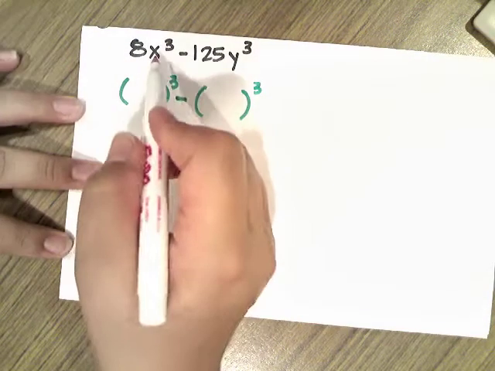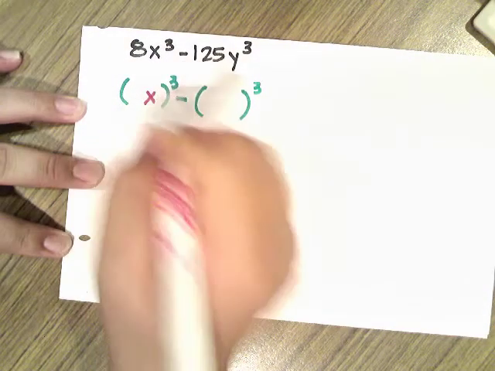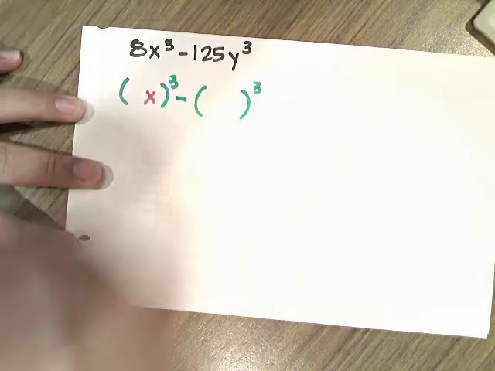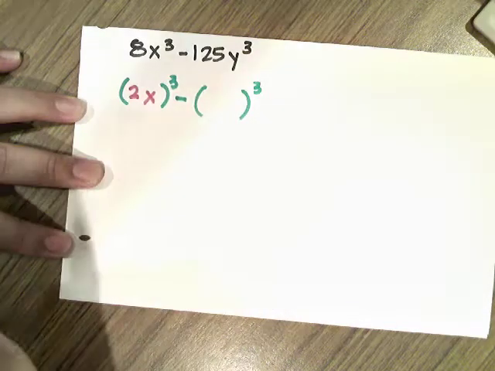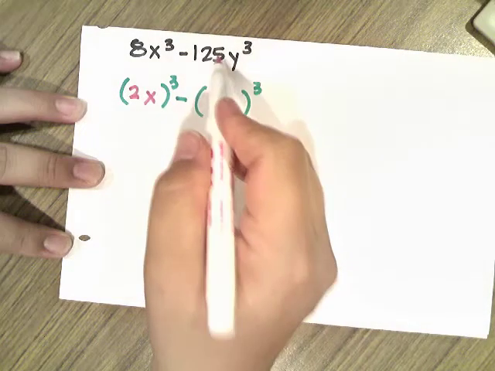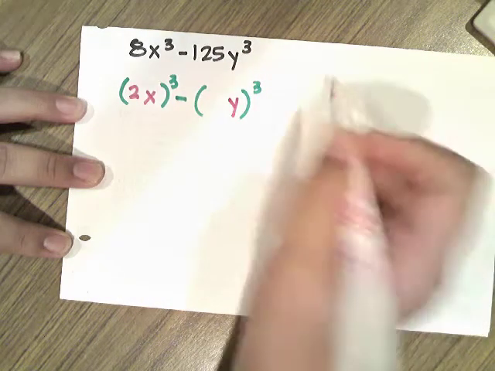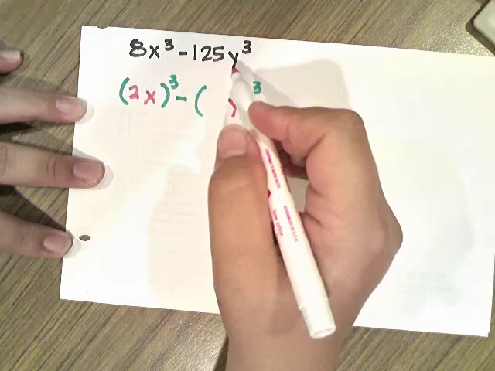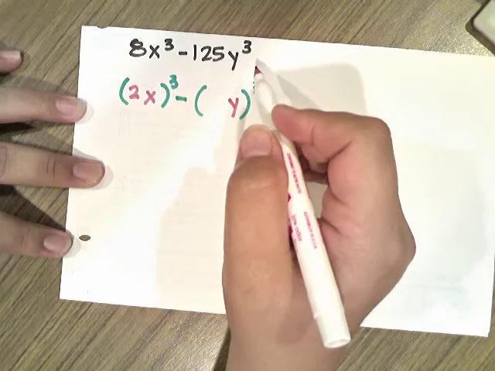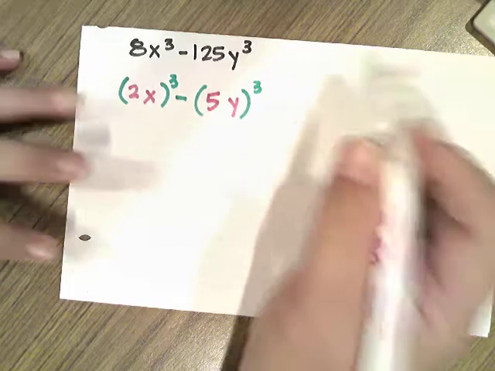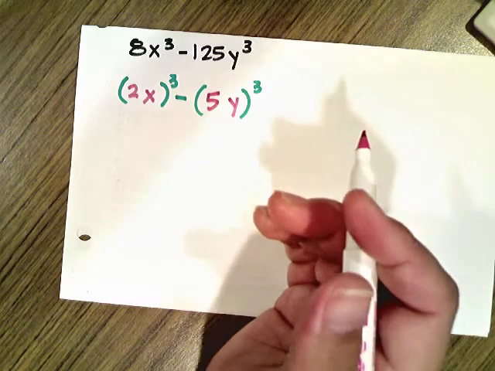So let's see. I can definitely put an x in here, but what about the 8? Can we write 8 as something cubed? Yes, we can, a 2. And then we have 125y cubed. So I know I can definitely put a y in there. But for the 125, what cubed equals 125? That'd be 5.